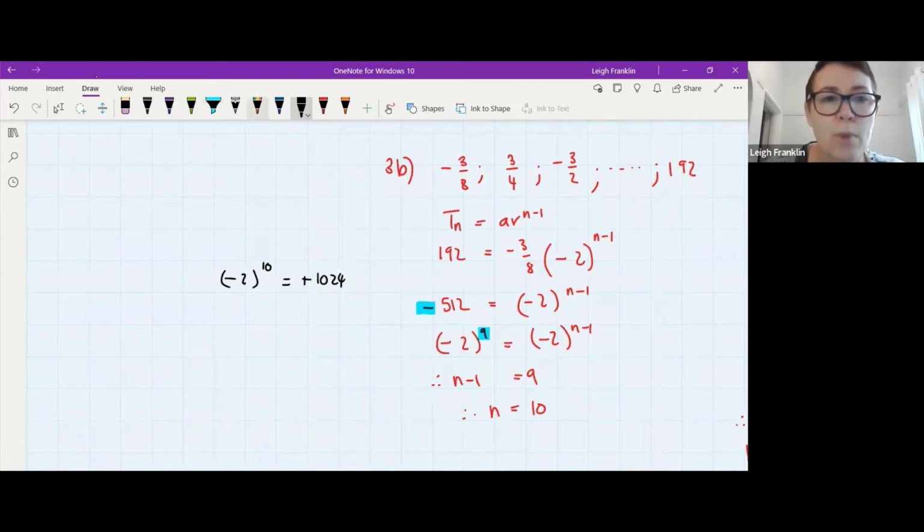All right, so that's something really important to note going on. So just your marks here, because I think it's always nice for us to know where our marks are allocated: for equating to 192, for making the bases the same and working out the answer.